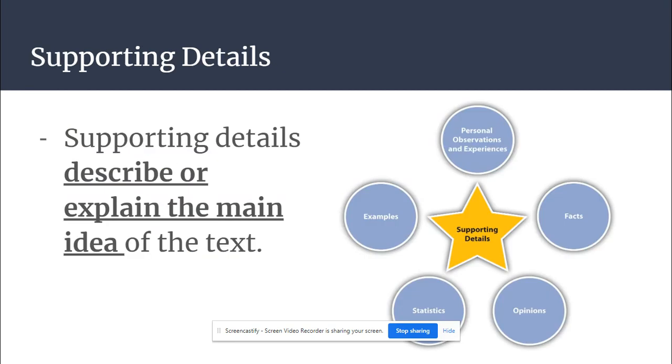Supporting details are details that an author includes in the text that describe or explain the main idea. So these could be facts, they could be opinions, they could be personal observations or experiences, really anything that just supports what the main idea of the text is.